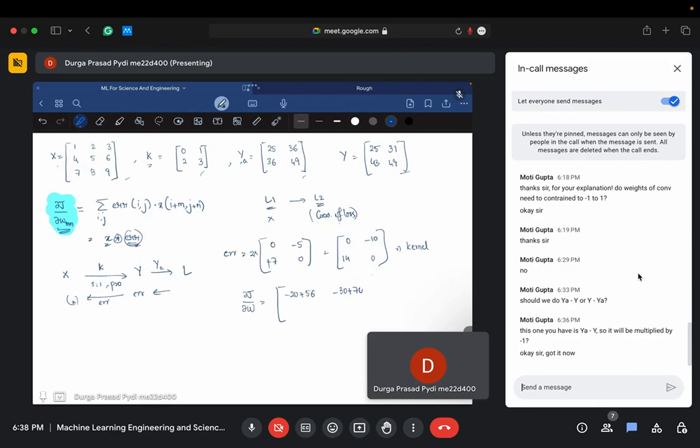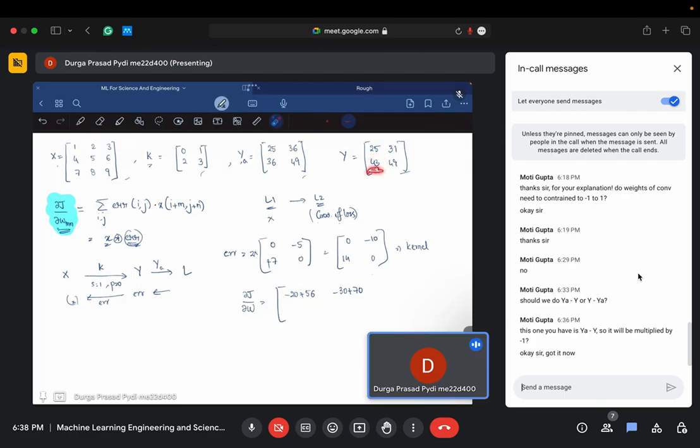First element minus 20, 16 plus 64. 64. Why is that? 14 times 4 is 56, right? Now I'm just checking whether these elements are correct or wrong. If these are wrong, this will go wrong.